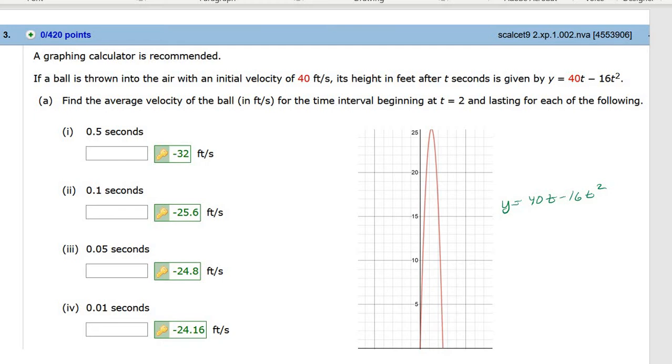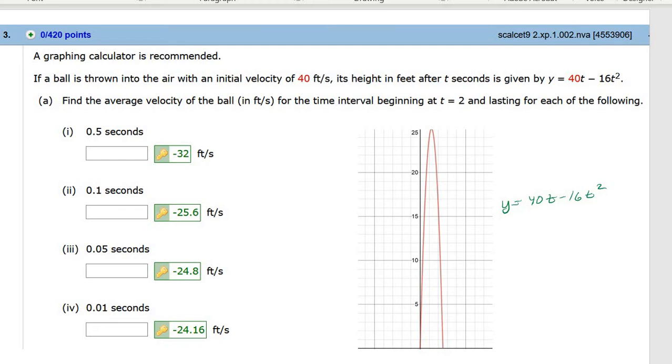What's going on here is you have this formula. Yours is going to be different. And it's a ball thrown in the air, and this is the height of that ball. So you can see the ball going up in the air, resting at the top, and then coming back down.